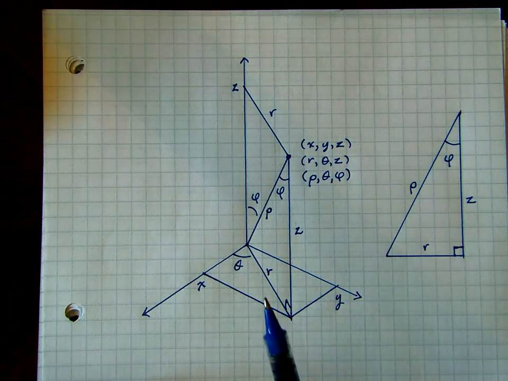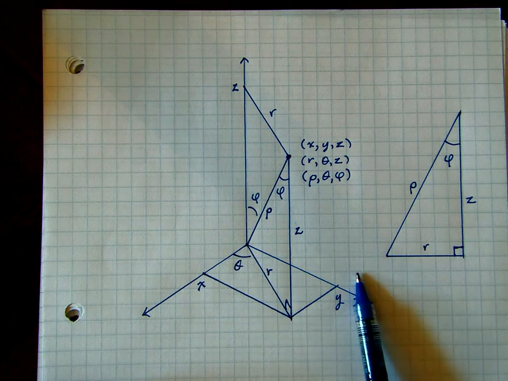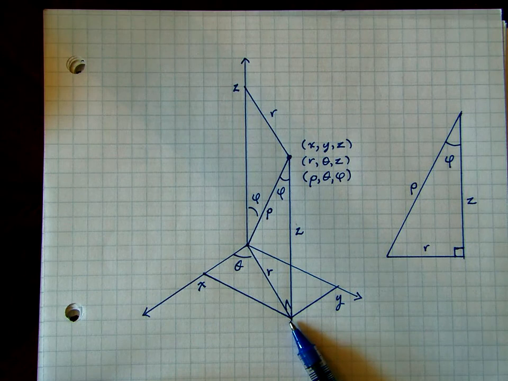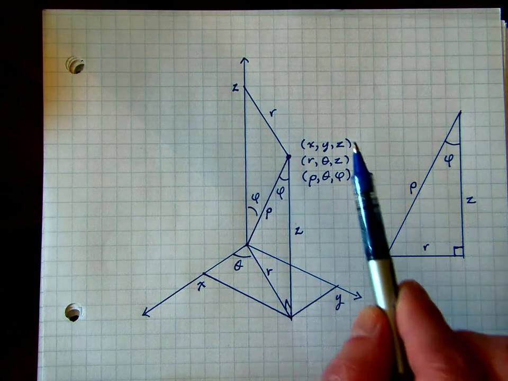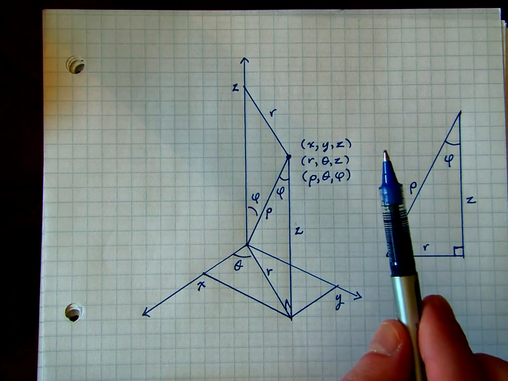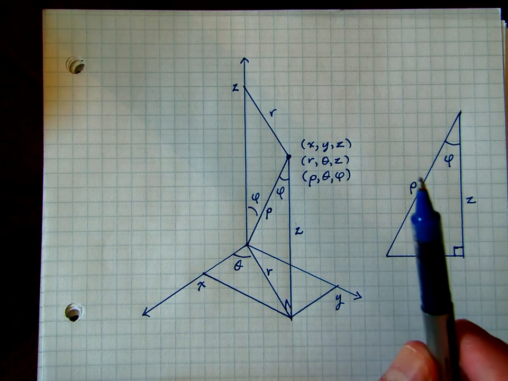You already know that if you go an angle theta in the xy plane, and you go out a distance r, according to polar coordinates, and then you go up a distance z, you get to r, theta, z, which is exactly the same point in what we call cylindrical coordinates. Here is how spherical works.